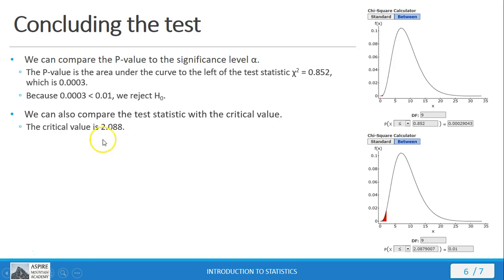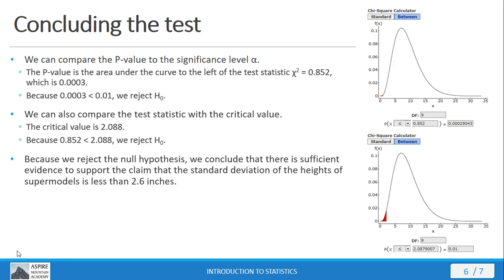So the critical value comes out 2.088. That's the boundary here on the right side of that shaded area there. So we go ahead and actually compare that with our test statistic, 0.852. So 0.852 is definitely going to be to the left of that. So we're inside the region of rejection. Therefore, we reach the same conclusion. We're going to reject the null hypothesis.